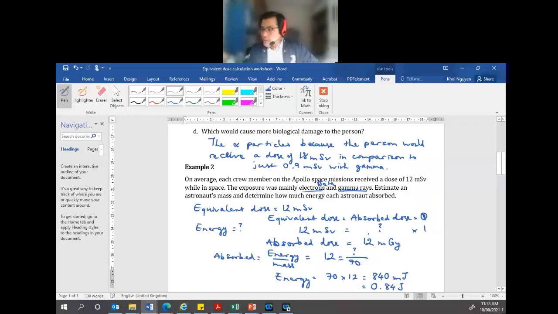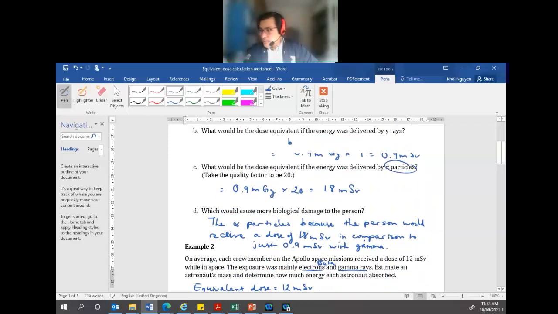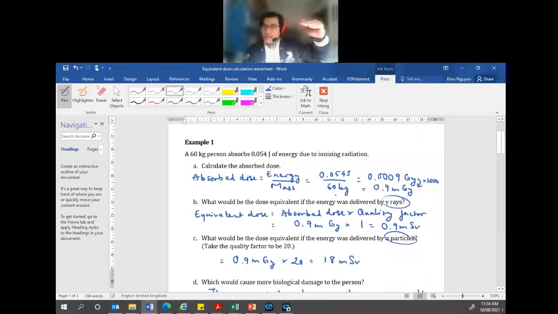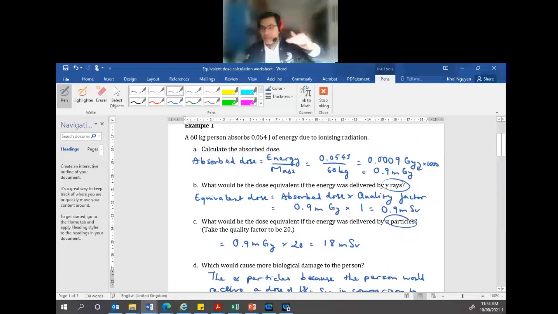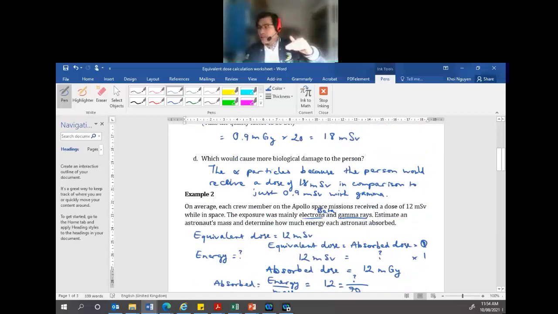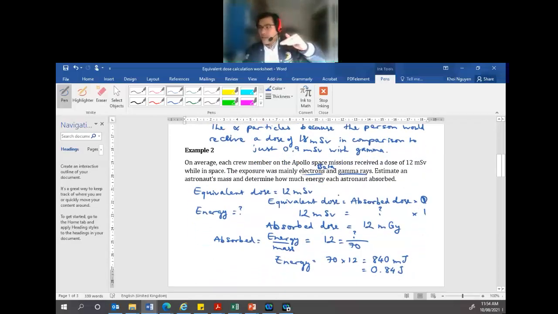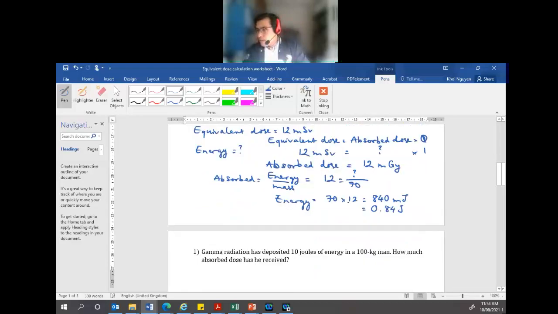Okay, so we've done the two examples here. So we've gone through how to calculate the absorbed dose and the equivalent dose. Then also we have gone through how to calculate the energy. So we go backwards from the equivalent dose, we calculate the absorbed dose and then back to the energy. Okay, so a little bit of algebra, but I'm sure that you guys can do it. If you need help, feel free to ask me.